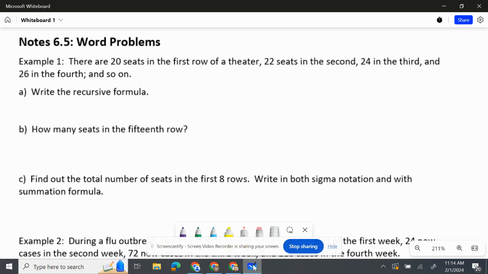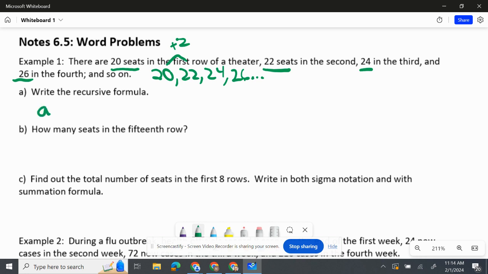So for the first one, what we have are 20 seats in the first row. Then we have 22 in the second, 24 in the third, and 26 in the fourth. So our sequence is 20, 22, 24, and 26. We have to decide, is this arithmetic or geometric? We see that it's going up by 2. So that tells us that it's arithmetic.